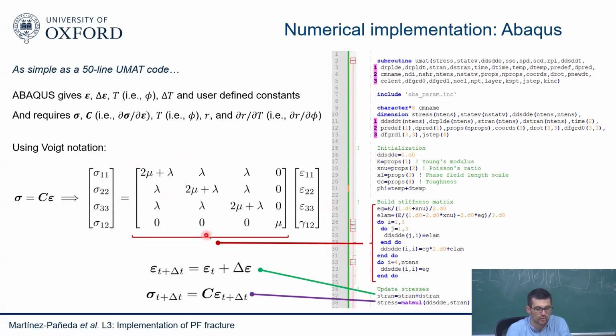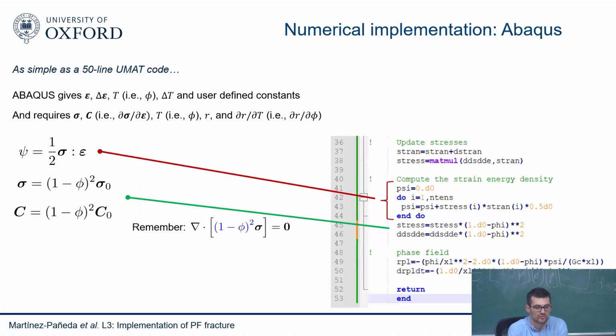Then you have, I'm sure you all learned this at some point, the updated strain. So Abaqus is giving you the strain and the increment in strain. You just update, very straightforward. Stresses is your stiffness matrix C multiplied by the updated strains. That gives you stresses, all good and easy. So that's half of your subroutine, you're already there.